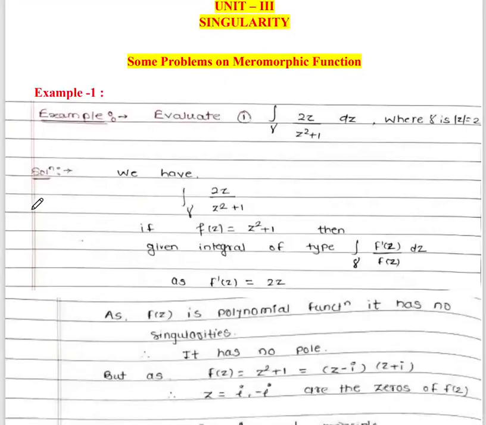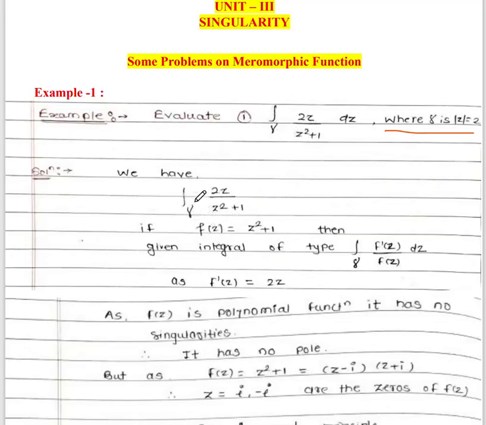What is the first example? Evaluate the integral over gamma of 2z upon z square plus 1 dz, where gamma is |z| = 2. So here gamma represents a circle, that is |z| = 2, whose center is 0 and radius is 2. Gamma is a curve which represents a circle. Now we have to find the value of this integral.